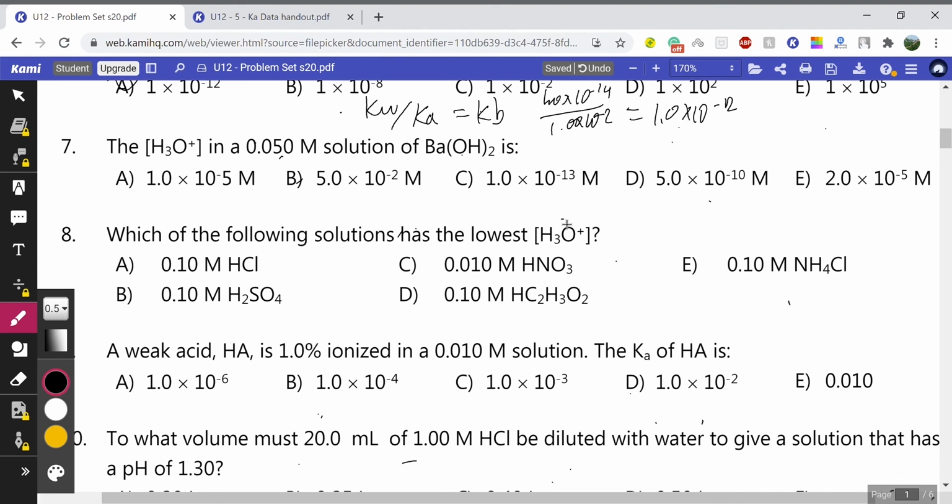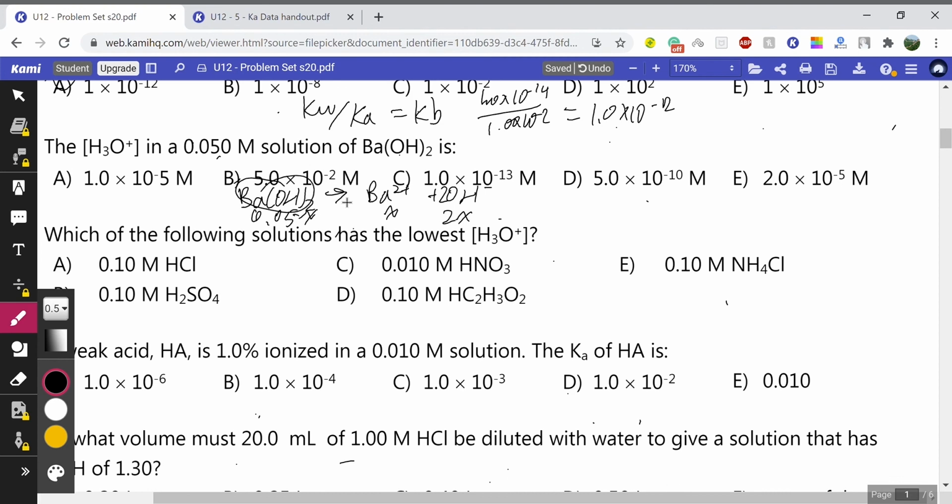Next, they ask for the concentration of H3O plus, so let's first break this all down into Ba2 plus and 2 OH minus. Now this is 0.05 minus x, and then x, and it's going to be 2x, because of the 2 over here. Since this salt will completely break down into this and this, we know that our x will be equal to 0.05 to fully use it up. And if x is equal to 0.05, that means we'll have 2 times that of OH minus, which is going to be 0.1. So the concentration of OH minus is 0.1.